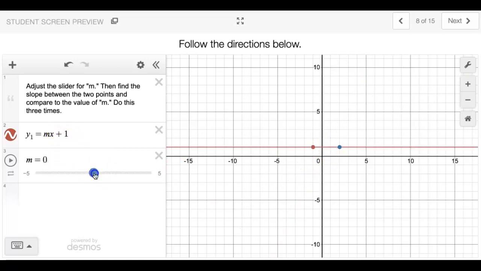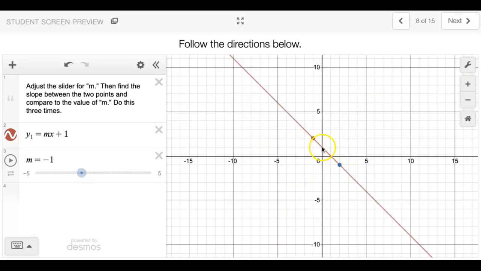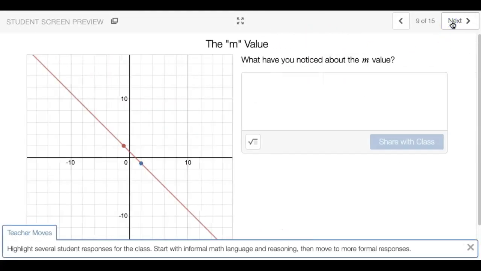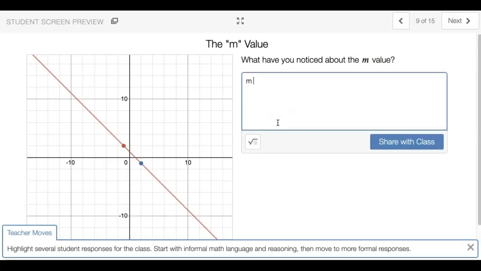Let's try something negative. Again, the y-intercept is still the same. The y-intercept is 1. So that's what I'm noticing right now, right? What did you notice about the m value? M is the rate or the slope of the line. Okay? So m is the rate or the slope of the line.